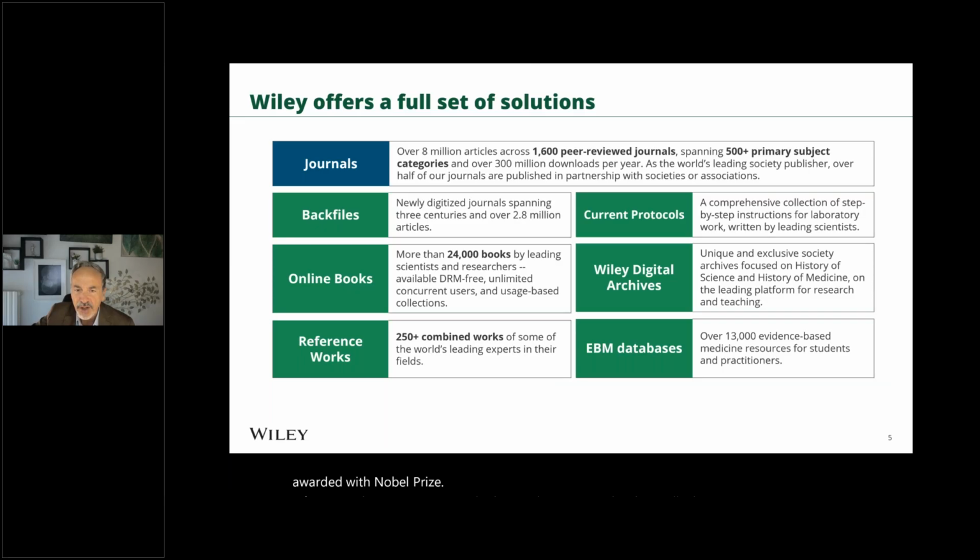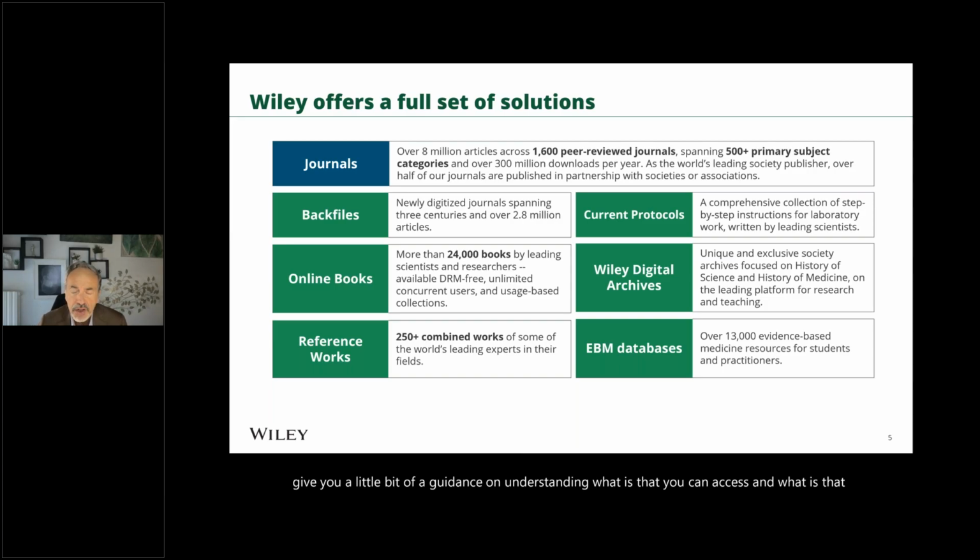Okay, so the core element of our offering is journals. We publish over 1,800 peer-reviewed journals. We cover pretty much every disciplinary area, over 500 primary subject categories, and we also break down into subcategories. And I'm going to be showing you on Wiley Online Library the different types of journals, what it means when you find an article that is open access or full access or free access. So I'm going to give you a little bit of guidance on understanding what you can access and what you can't access in full.